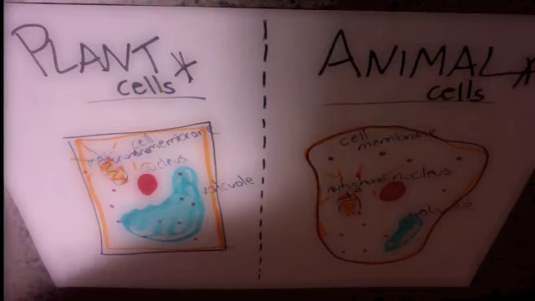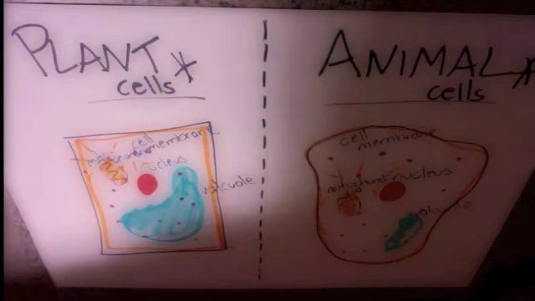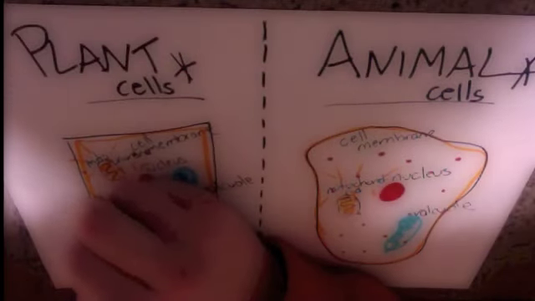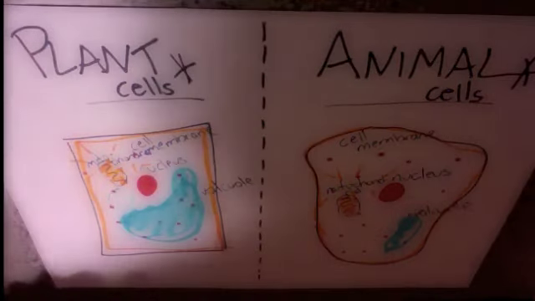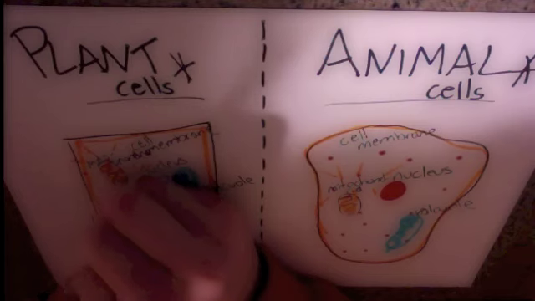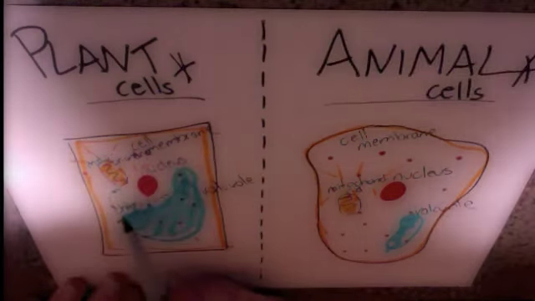All right, let's talk about maybe a major difference between plant cells and animal cells. Only plant cells have something called a chloroplast, which looks something like this. Here's a chloroplast. Now, a chloroplast is special because it's the spot of photosynthesis. This is the chloroplast right here.